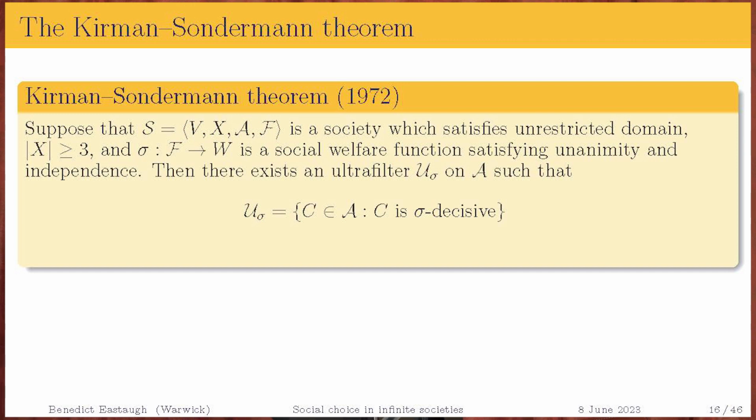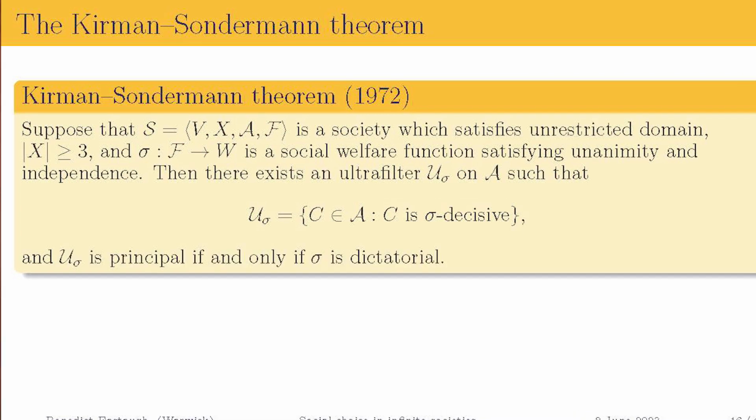Then there exists an ultrafilter on the set of coalitions consisting of exactly those coalitions which are sigma decisive. So you might say, okay, but what's an ultrafilter? Well, an ultrafilter is a kind of notion of a collection of large sets. So anything small, anything finite will be in one partition, not in the ultrafilter. Anything big will be in the ultrafilter. One way of thinking about this. And the ultrafilter will be principal just in case the social welfare function is dictatorial.